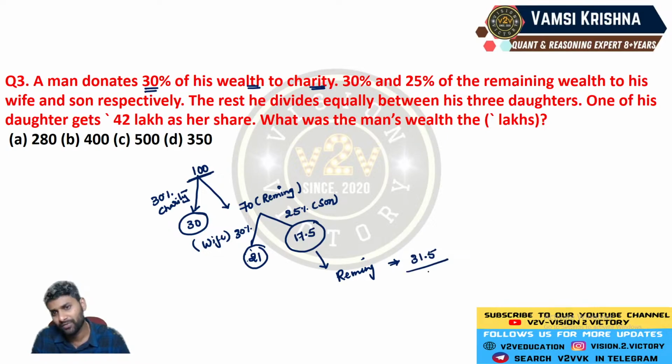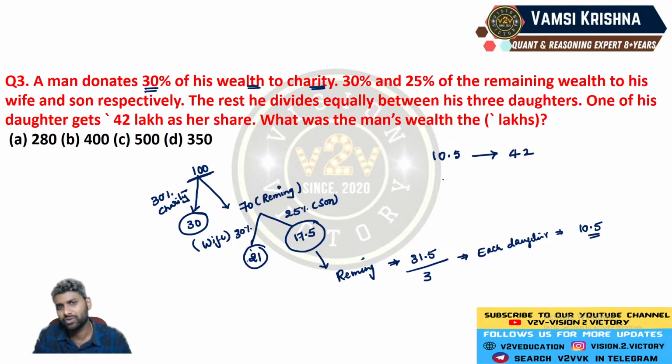These 31.5 units are divided equally among three daughters. Now what is your calculation? See here, each daughter gets how much? Each daughter gets exactly 10.5 units. Now the question: 10.5 units is exactly equal to 42 lakhs. Now, what is the wealth of that person? The wealth of that person is exactly equal to 100 units.